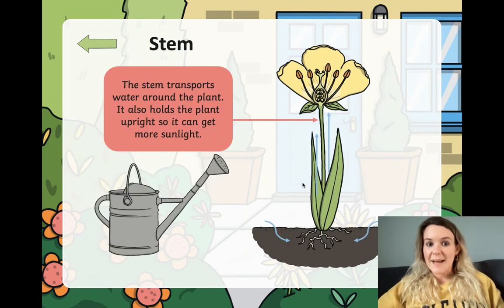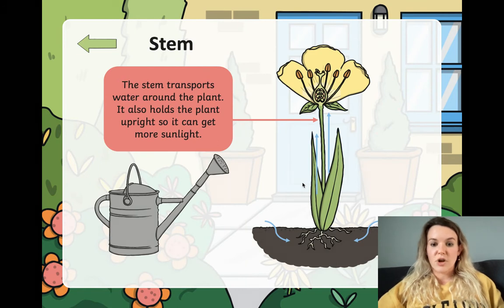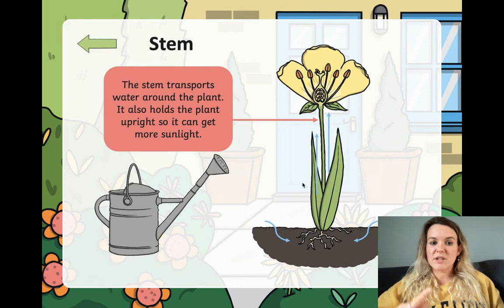Then we've got the stem. Now the stem is responsible for transporting the water around the plant. So the water comes in through the roots, but the stem transports it all the way so that all parts of the plant are hydrated. But it also holds the plant upright so that it can get more sunlight.